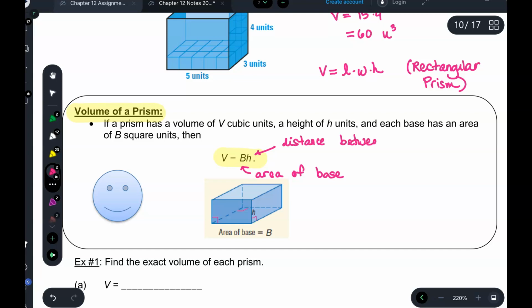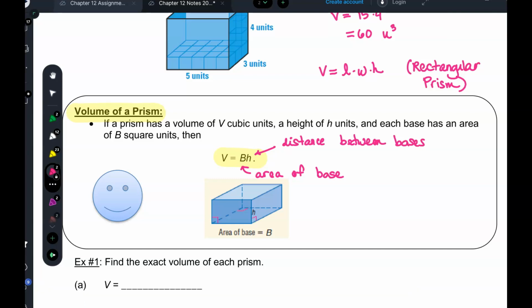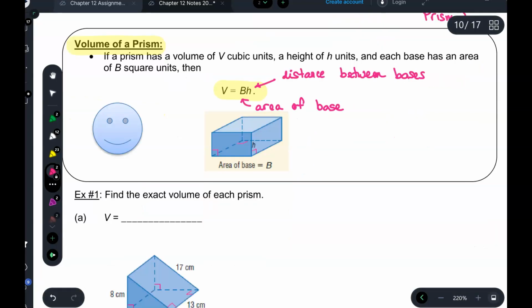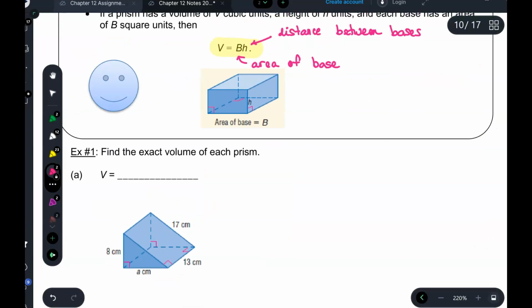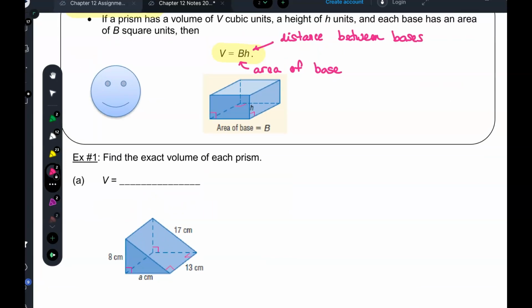So just keep in mind, if I put the prism this way, my height is going to be this distance, right? It's the distance between the 2 bases. And if it's a hexagon or a pentagon, we need to do the perimeter times apothem divided by 2. So we're almost always going to use those things again. Well, only if it's a regular polygon.